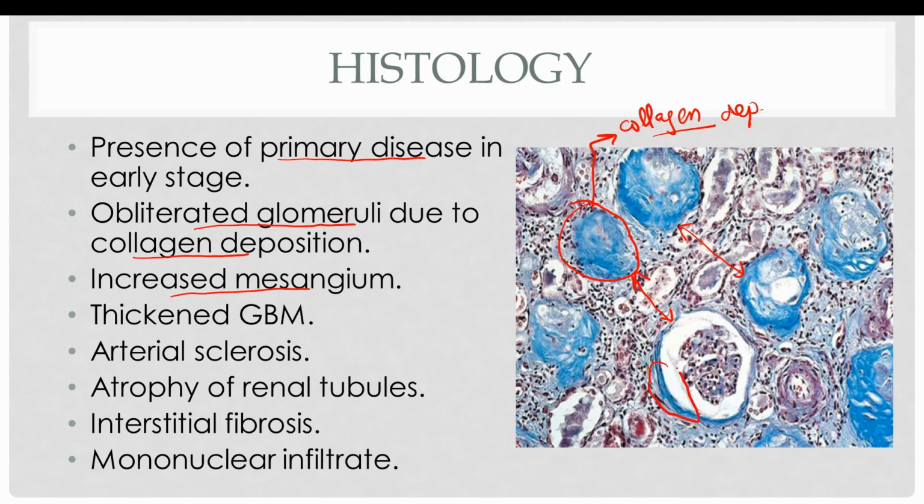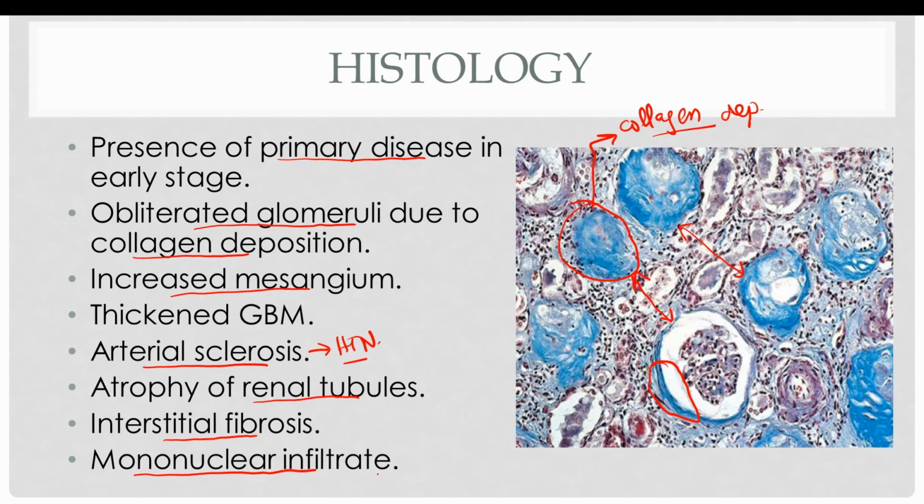Glomerular basement membrane also becomes thickened due to deposition of glomerular basement component. Moreover, there is arterial sclerosis, which results in hypertension. The atrophy of the associated renal tubules is also present, and there is interstitial fibrosis. Mononuclear infiltrate is also present sometimes.